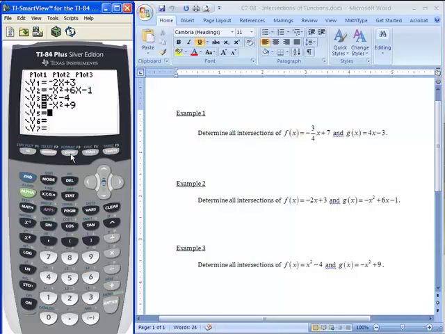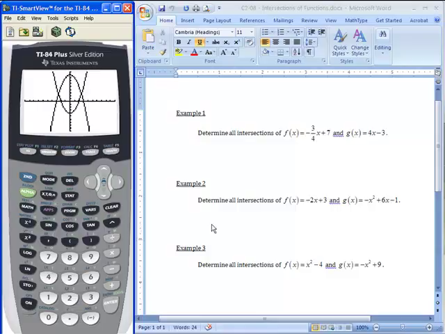So I'm going to go back to the standard window. So I'm going to press zoom and option 6 for standard and see what this graph looks like. The calculator will first graph x squared minus 4, and you can see it coming up on my screen right here. Then the calculator will graph negative x squared plus 9, and that should begin coming up here in just a moment. There it is. And we can see both intersections very clearly. You shouldn't have more than two intersections with quadratic equations.